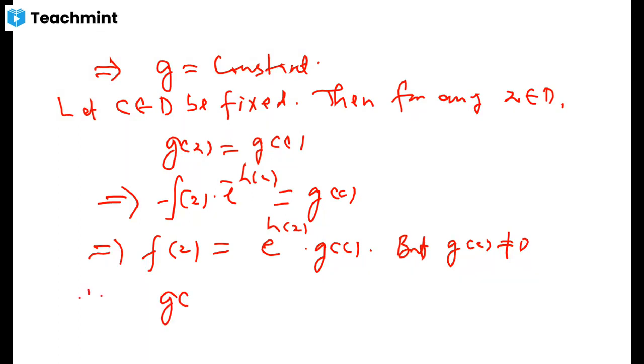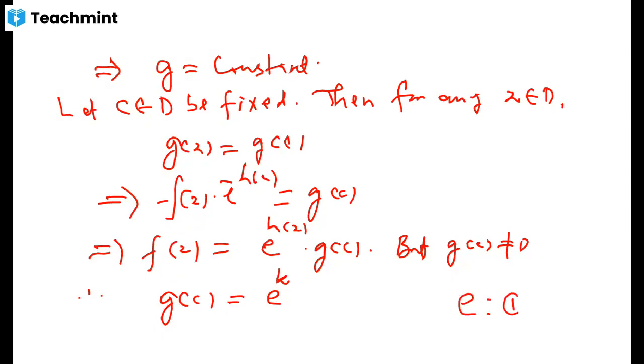Therefore it is a non-zero complex number. So it is a non-zero complex number. I can write it as e to power some k. Why can I write this? Because look at this exponential function.